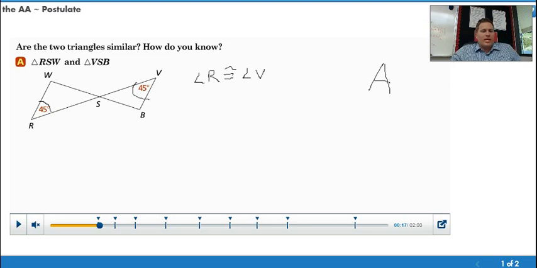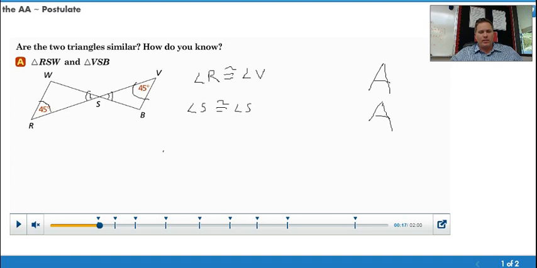Okay, and so the next thing that we got to figure out, if I can figure out one more angle, then I know that the two triangles are similar. Well, I see right here, this S right here, I'll put two lines, and here's two. I know that angle S right here is congruent to angle S because of my vertical angle theorem. So that is another angle. And again, this is one of the ones that I can use. So angle, angle, so I know that these two triangles are similar.